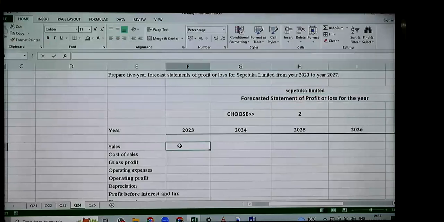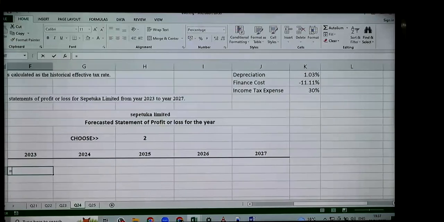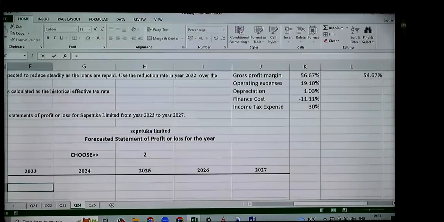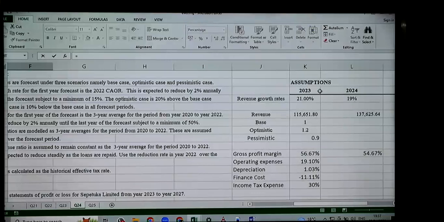So here, it will be equals. I'll go back to our assumptions list. Sorry, when the screen is big, it becomes more. So you can see that we have three scenarios. I've already started with the equal sign. I'll take our revenue here. Our revenue here is like the base case because we just multiplied these ones here.